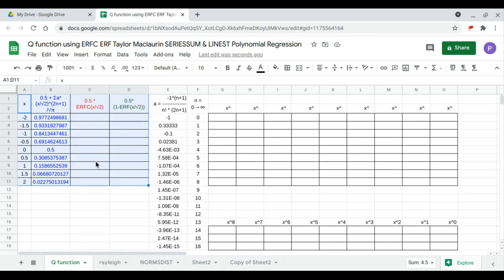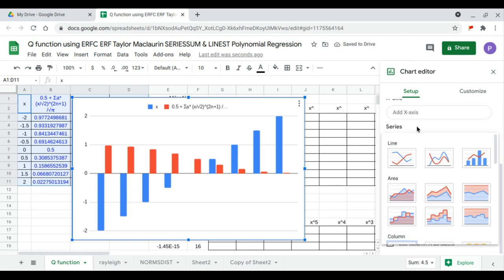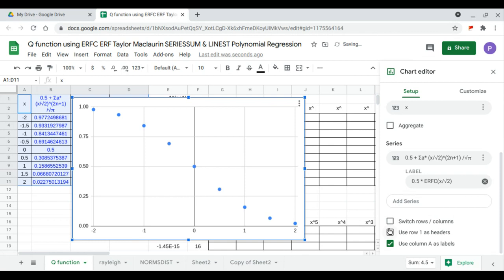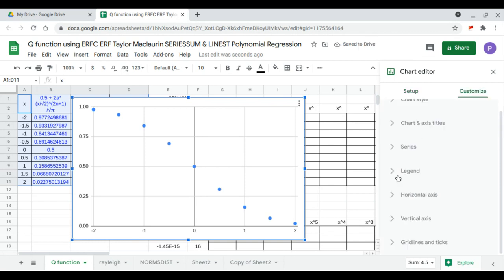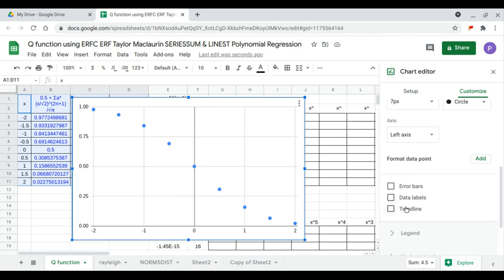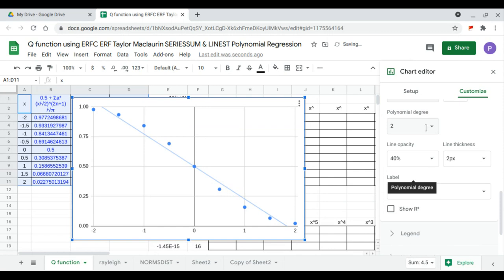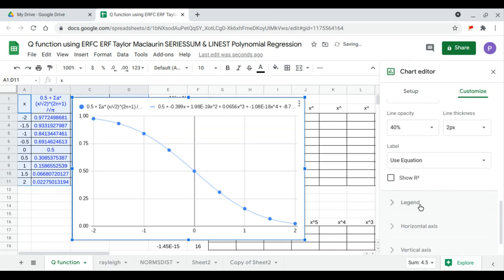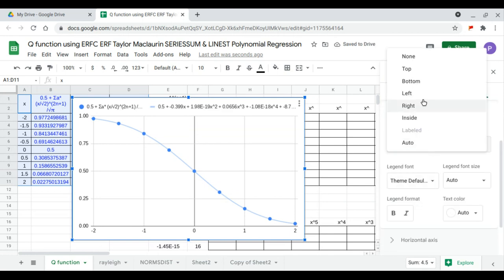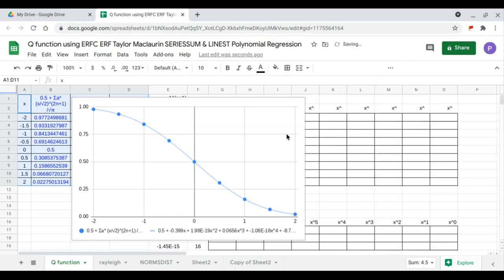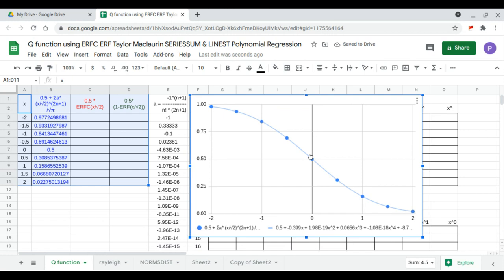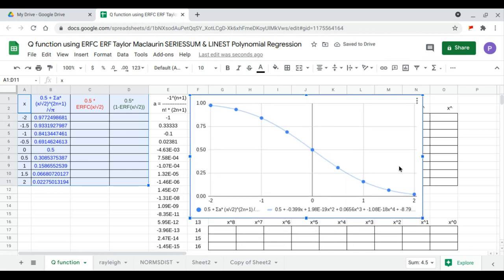Insert chart. And we will use scatter chart for this. Use row 1 as headers. The series will have a trend line, which is polynomial to the 8th degree, and the label will be the equation. Legend position will be at the bottom. And here's our trend line and trend line polynomial of the 8th degree.